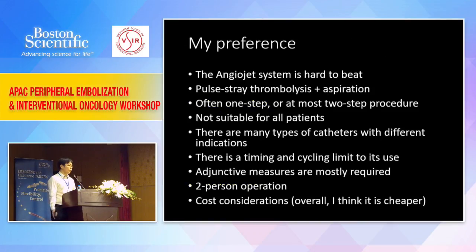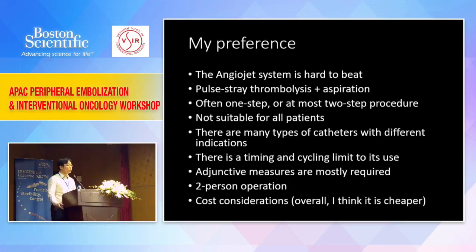Now, this is my preference personally. This is the AngioJet system. It is a combination of pulse spray thrombolysis and aspiration. I'll explain later on what that means. It is often a 1-step or at most a 2-step procedure, but it is not suitable for all patients.